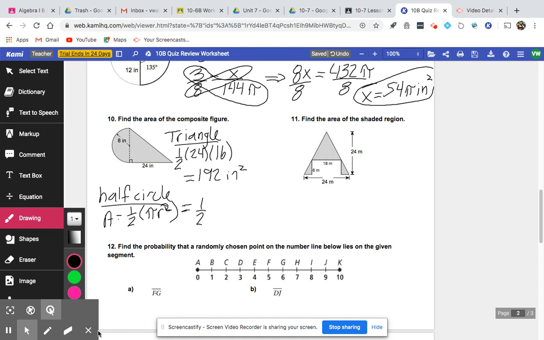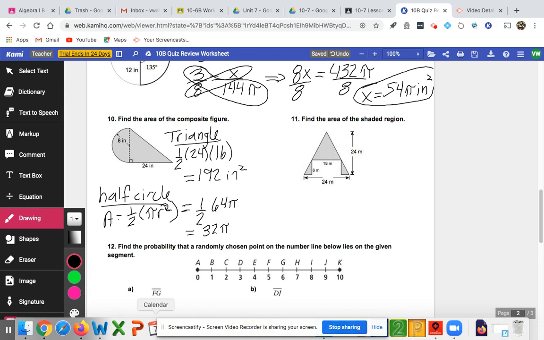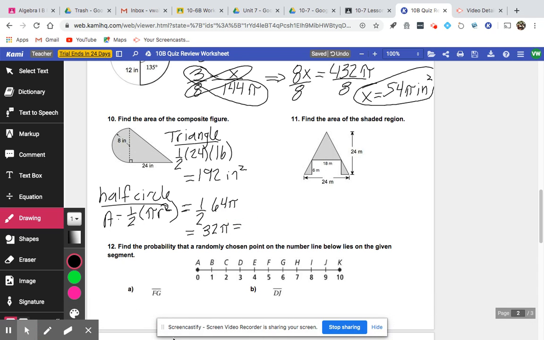8 squared is 64. So 1/2 times 64 pi. Half of 64 is 32. So we have 32 pi. And if you want to convert that, not in terms of pi, use your calculator's value for pi. You should get right around 100.5 inches squared.